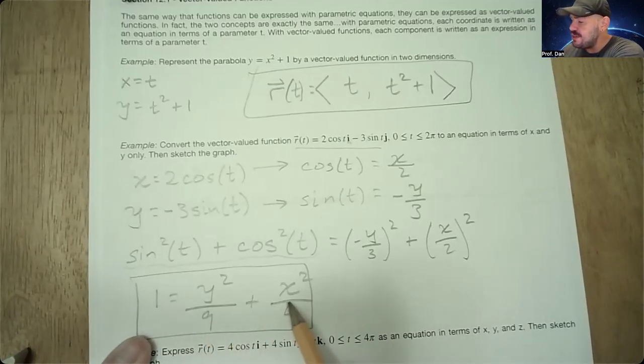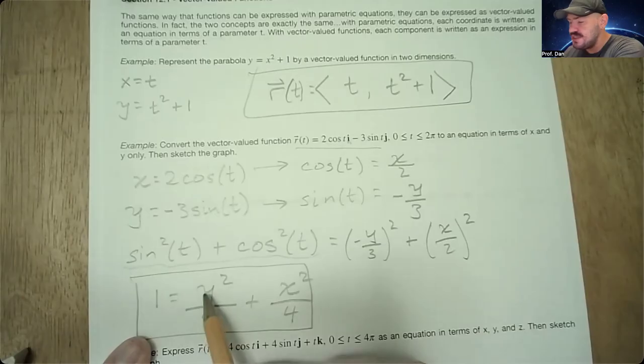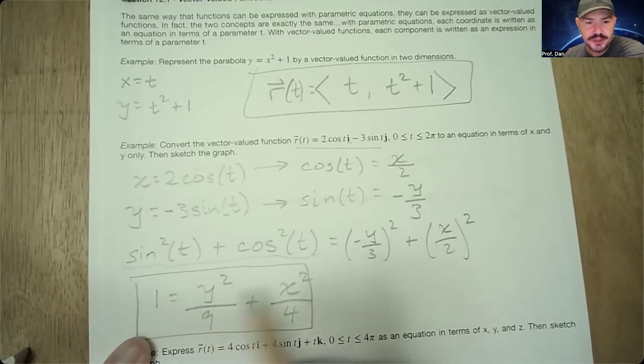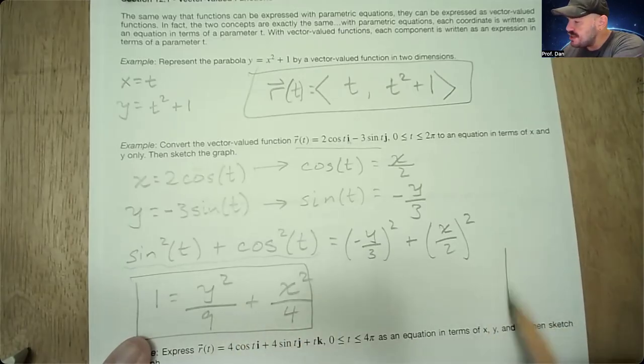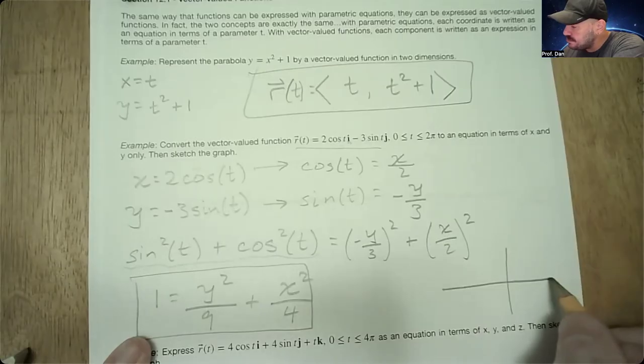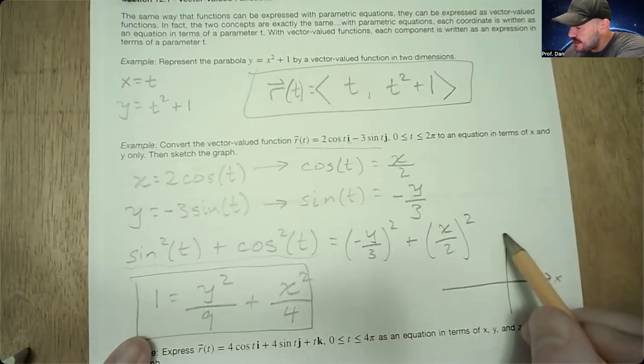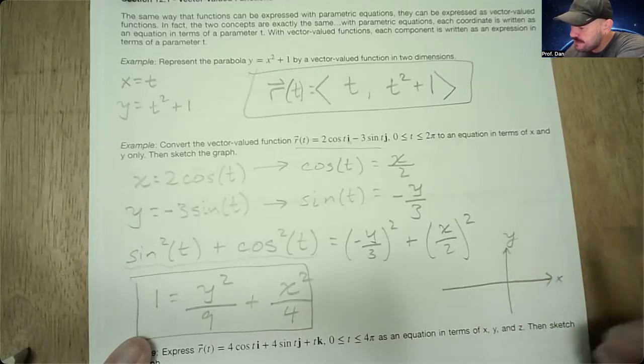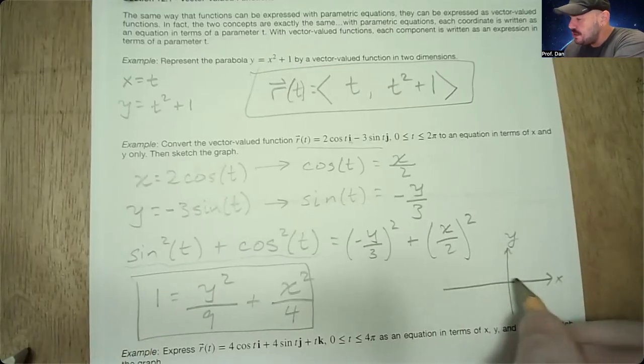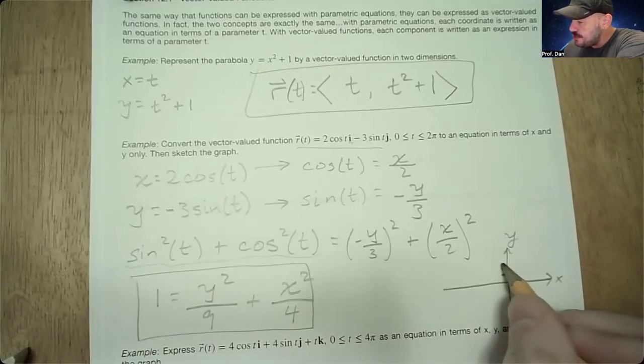Specifically, it's an ellipse where the radius in the x direction is 2 and the radius in the y direction is 3. And we're centered at the origin because there are no horizontal shifts or vertical shifts with the x or the y. So drawing this out, that's my x, that's my y.